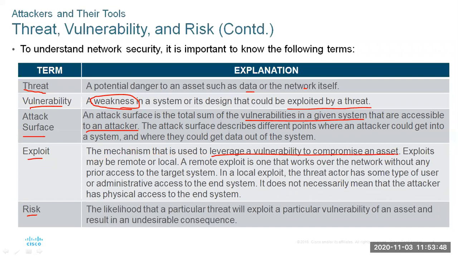So an exploit is a mechanism that is used to leverage a vulnerability to compromise an asset, and it may be remote or sometimes even local. A remote exploit is one that works over the network without any prior access to the target system, while in a local exploit, the threat actor has some type of administrative access to the end system. Now, risk is the likelihood that a particular threat will exploit a particular vulnerability of an asset.